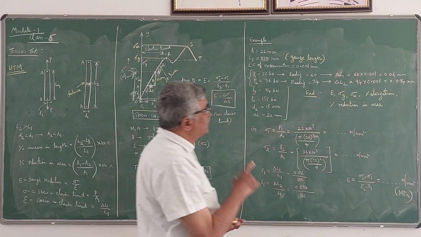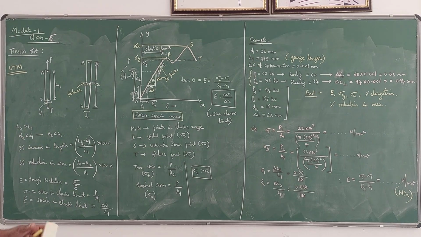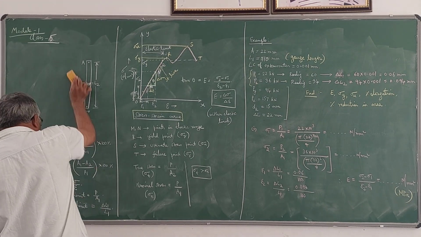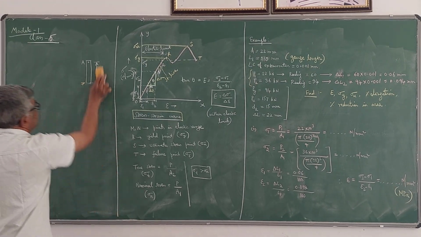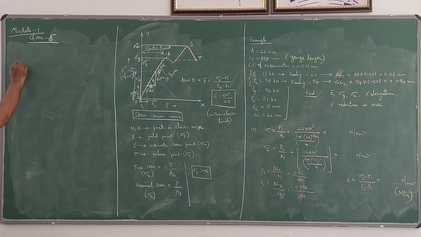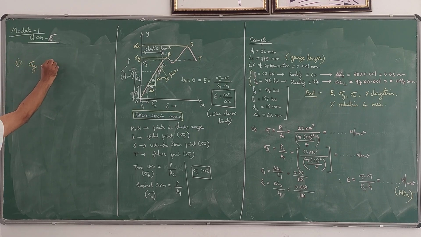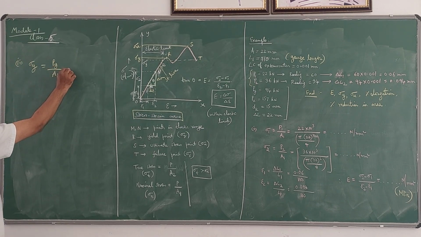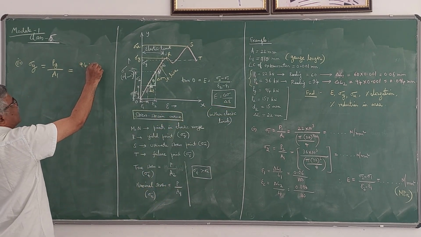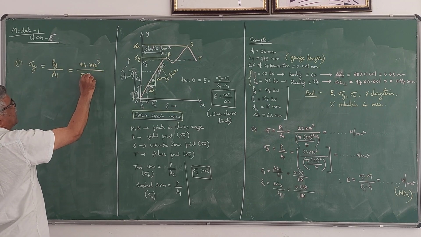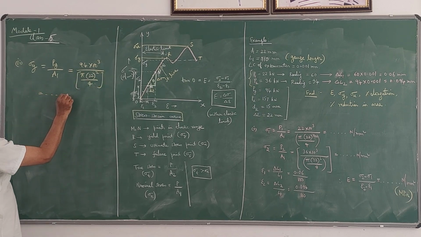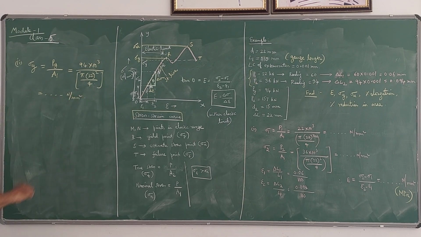Now he has asked you to find sigma y, the value of yield stress. Sigma y is given by Py divided by A1 only. So the area we have to take is A1 only. So, second, he has asked yield stress sigma y, which is given by Py by A1 only. Py he has given here as 94 kilonewton. So 94 into 10 power 3 divided by the same area, pi into 22 square by 4. Simplify this, you will get the value in Newton per mm square. This is the yield stress value.